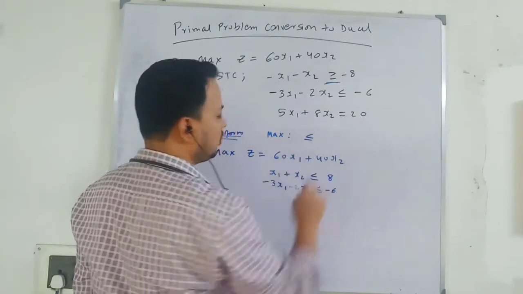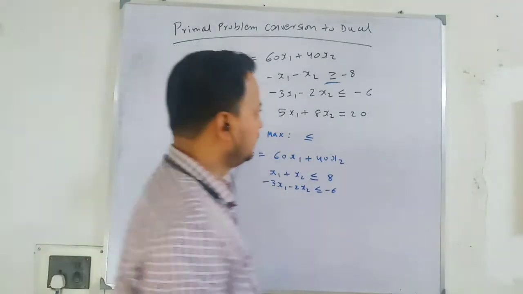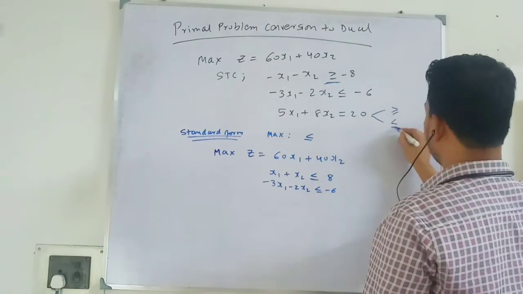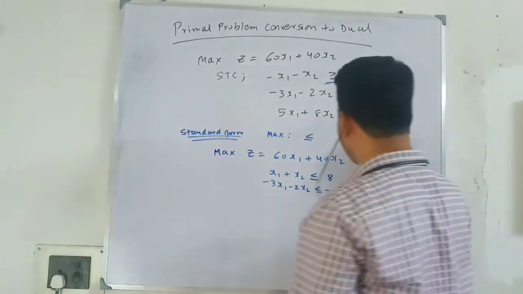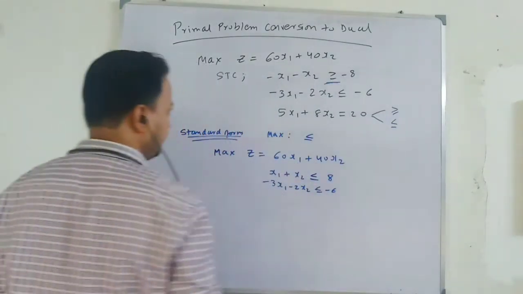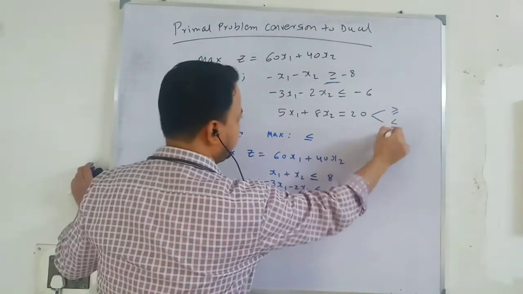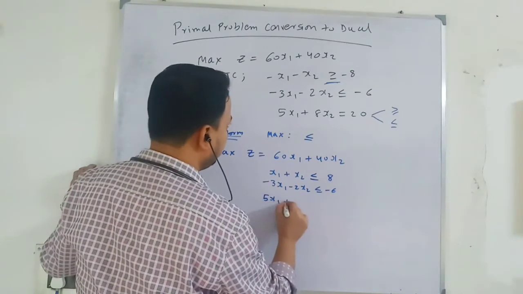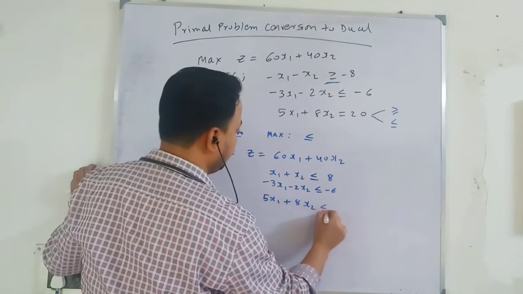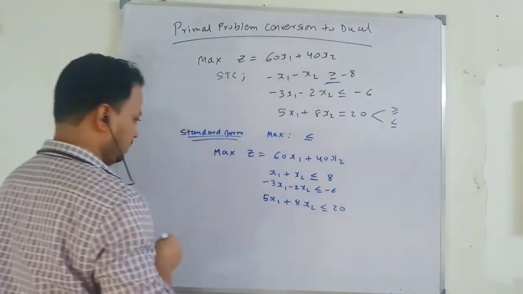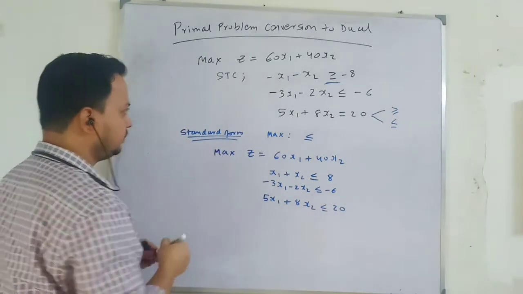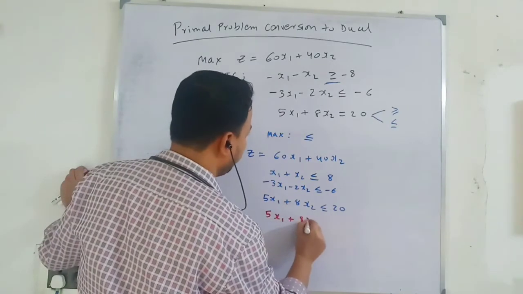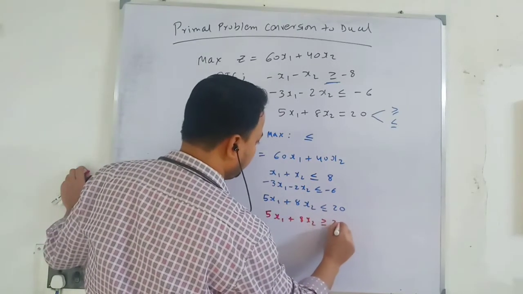Okay, now you have equal sign. Okay, so equal sign you can have two possibilities. It can be greater than equal to or less than equal to. So I have to write both possibilities. Okay, write down both possibilities. I am interested in this less than equal to possibility. Okay, 5x1 plus 8x2 less than equal to 20. Then I have this one, 5x1 plus 8x2 greater than equal to 20.